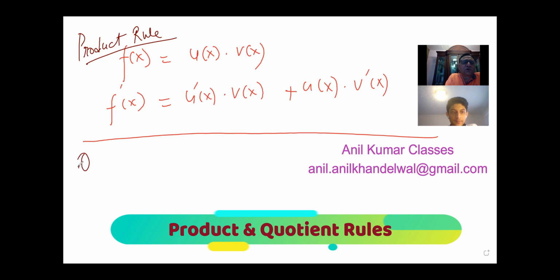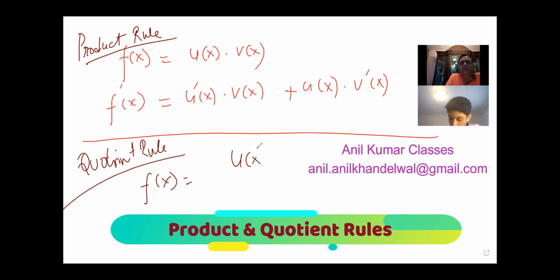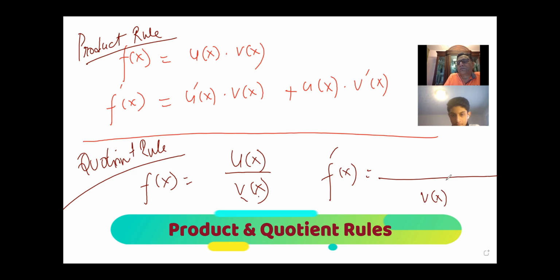Now, let me give you the quotient rule also. If my function f of x is equal to u of x over v of x, in that case, the derivative of the function is v of x squared in the denominator, and in the numerator we have the derivative of u of x times the denominator minus u of x times the derivative of the denominator. Do you see that? That is the rule. Is it okay? Yes, sir.